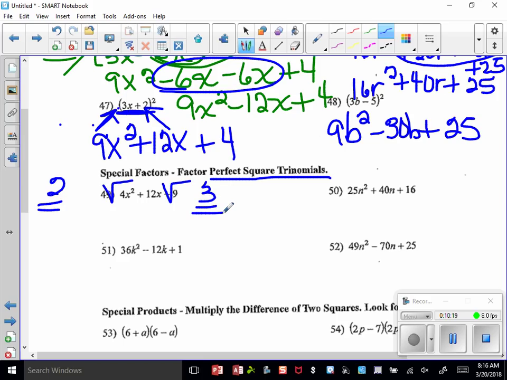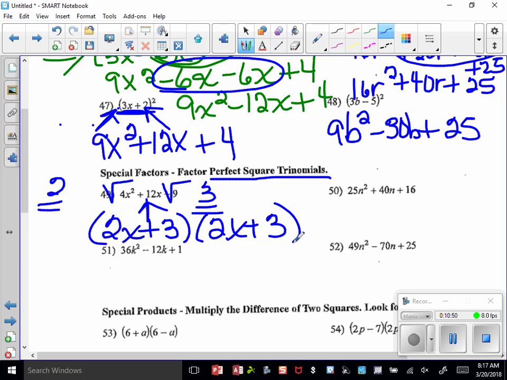What does that give me? Double it, you do get 12. That's how you test to see if it's one of those perfect square trinomials. You take the square root of the first term, the square root of the last term, multiply those answers together, double it, it should equal the middle. That's how you know you have one of these special cases. So if that's the case, here are your factors. That's it. You're done.